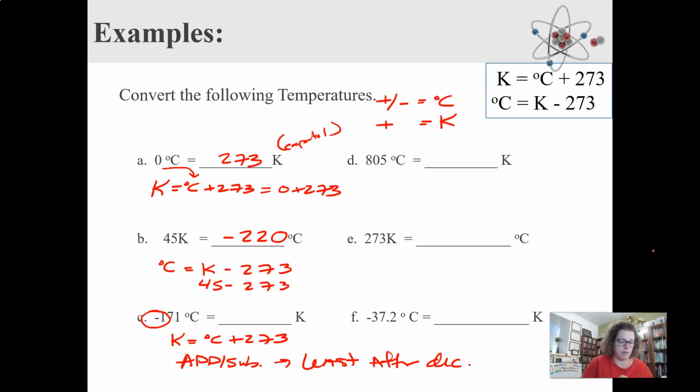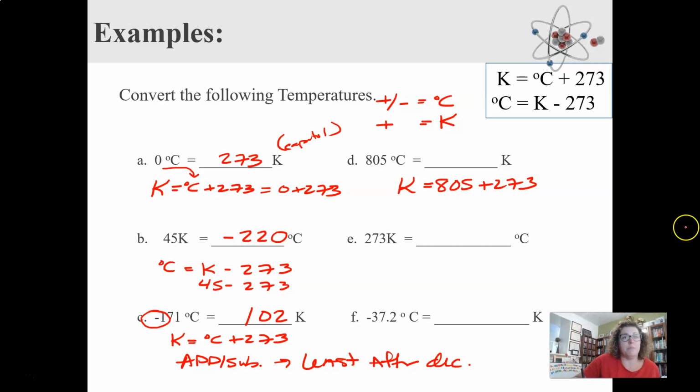So negative 171, sorry, having a little computer issues here. Okay, sorry about that. I think my batteries are getting ready to die. So Kelvin 102. Okay. All right. So 805 degrees Celsius. I'm going to go to Kelvin. So I'm simply just going to be adding 273. And I've already written the equation several times. So 805 plus 273.